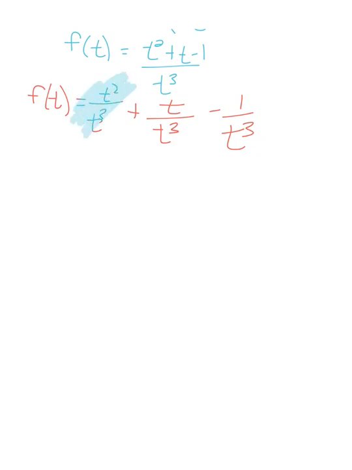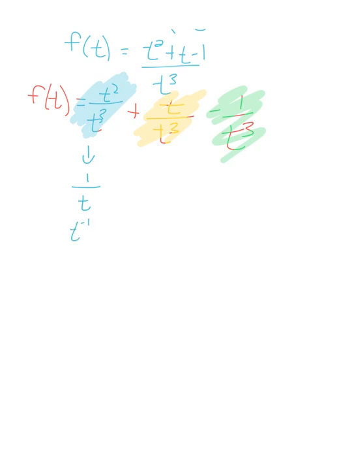So we're going to find the derivative of this, add it to the derivative of this, and then subtract the derivative of this. Let's go ahead and do that. So here we'll obviously simplify a little bit further. This is just 1 over t, or in other words, t to the negative first.